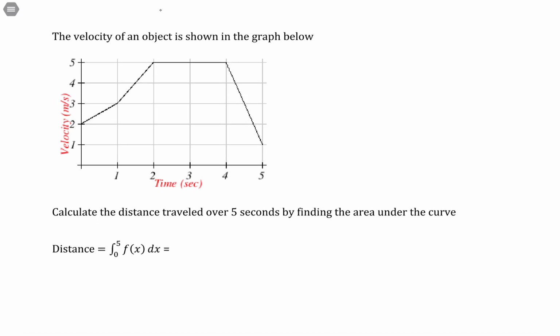The velocity of an object is shown in the graph below. Calculate the distance traveled over 5 seconds by finding the area under the curve. So the distance is the integral evaluated from 0 to 5 of this function dx. Now, we haven't been given any means at this point of how to compute an integral.